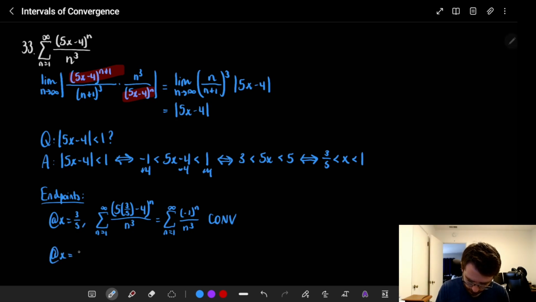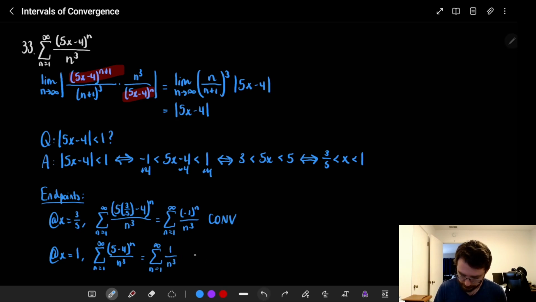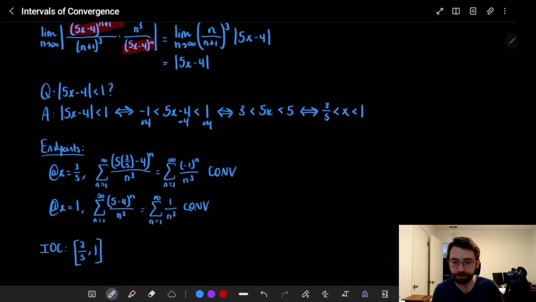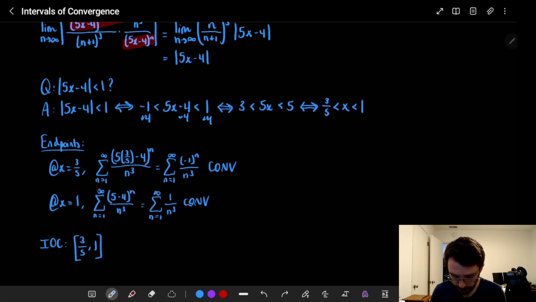How about our other endpoint at 1? Plugging x equals 1 in would give us (5 times 1 minus 4) to the n all over n cubed, and of course that's 5 minus 4 is 1, 1 to the n is just 1. That converges as well, again by p-series. So my interval of convergence, I knew any point between 3/5 and 1 was in there, but actually the endpoints themselves are as well. Again, that's not guaranteed to happen. Both of those may have ended up being parentheses, in the case that these didn't converge. Maybe only one of them would, but in this case, both.